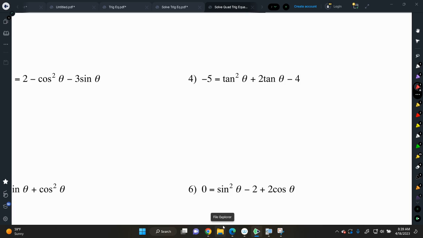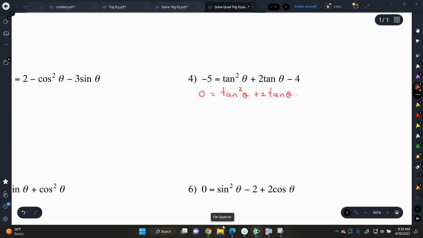So I'm going to start by adding 5 to both sides. So I've got 0 equals tangent squared theta plus 2 tangent theta minus 3. Okay, everybody understand that? No, it's not minus 3. Wow, I am having some issues. Negative 4 plus 5 is equal to 1. Is that right?